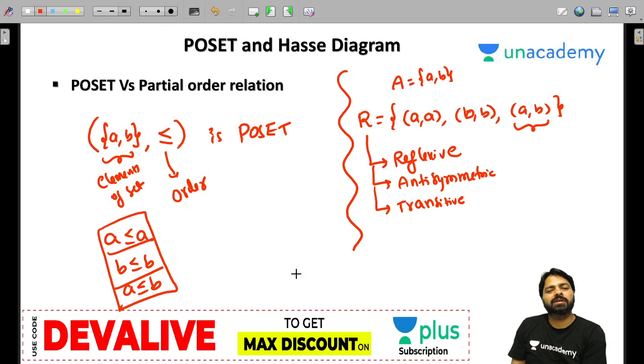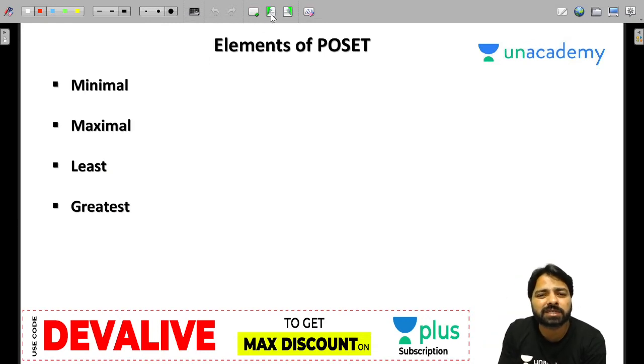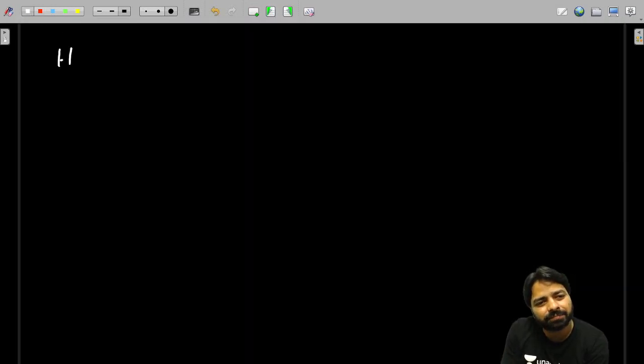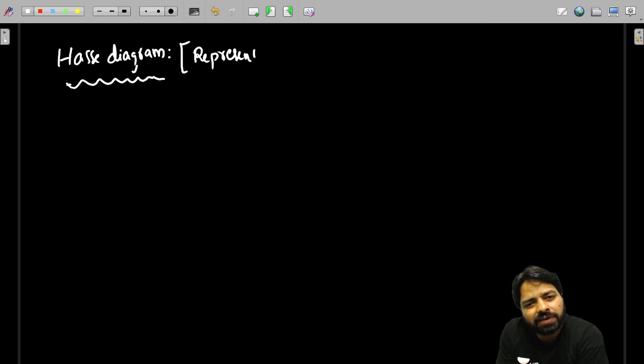Now I want to draw the Hasse diagram. We use the Hasse diagram mostly to understand a poset. What is a Hasse diagram? Hope everybody understood what a poset is. Elements of the set are ordered using the partially ordered relation concept. Now what is a Hasse diagram? A Hasse diagram is a representation of a poset only. If I have a Hasse diagram, you have the poset and the partially ordered relation. It's a representation of the entire poset.